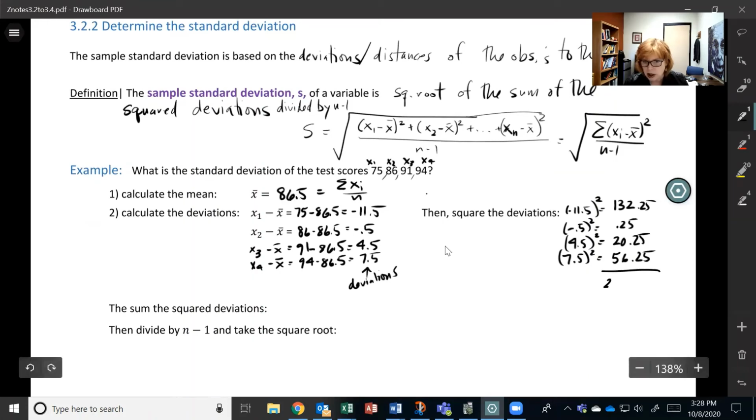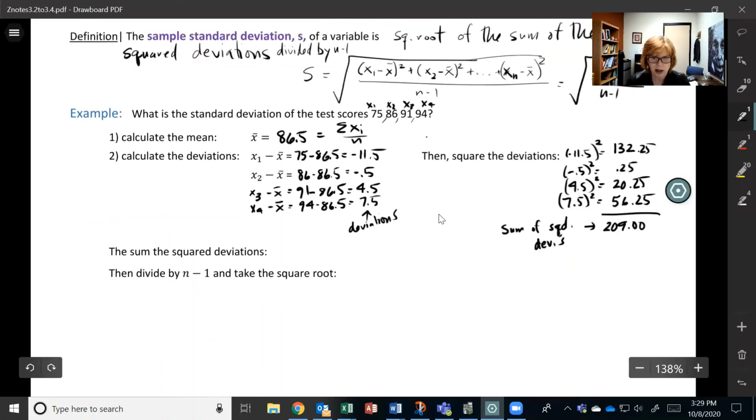When I sum all those up, I get 209.00. This is the sum of the squared deviations, SQD is my little abbreviation. Then we divide that by n minus 1 and take the square root, and we'll get to our answer. So s is going to be the square root of 209 divided by 4 minus 1.